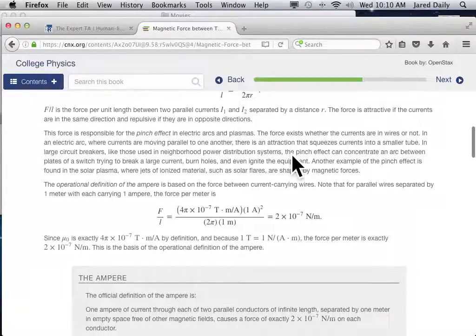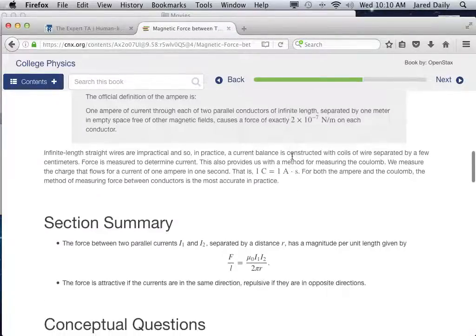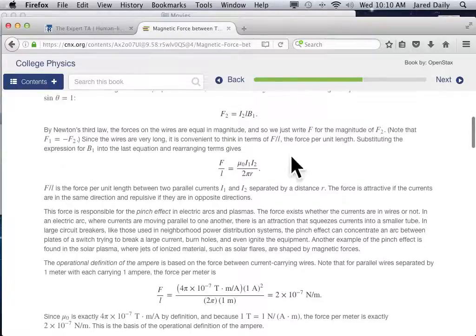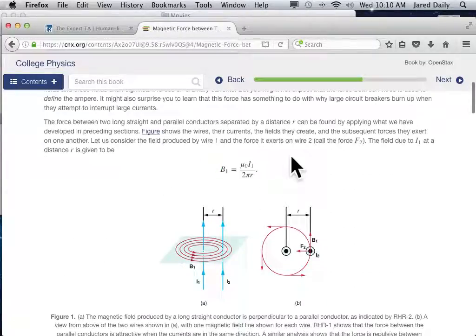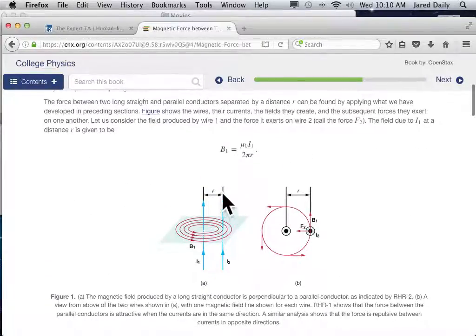And this is actually how the amp was defined in the end, using this idea here, and that's one of the reasons they show it. But the other reason is that it's just interesting, because what would happen if you switch the directions of the current? When the currents are going the same direction, they attract each other. But when you switch the currents, the right-hand rule is going to change, and the force is going to go outward, and they will repel each other.